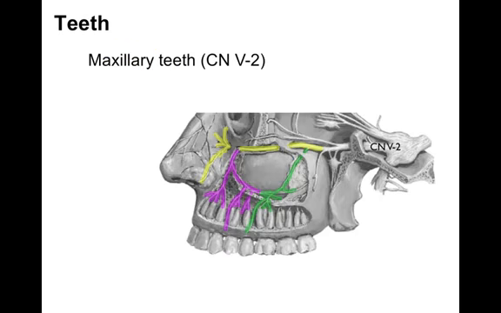So maxillary teeth are innervated by cranial nerve V2. So there we have V2, the maxillary nerve that traverses the foramen rotundum, and then as it courses through that infraorbital canal, it gives rise to our posterior superior alveolar nerve, middle superior alveolar nerve, and anterior superior alveolar nerve. And as their names imply, the posterior superior innervates the posterior teeth in the maxilla, the anterior superior innervates the anterior teeth, and the middle somewhere in the middle.